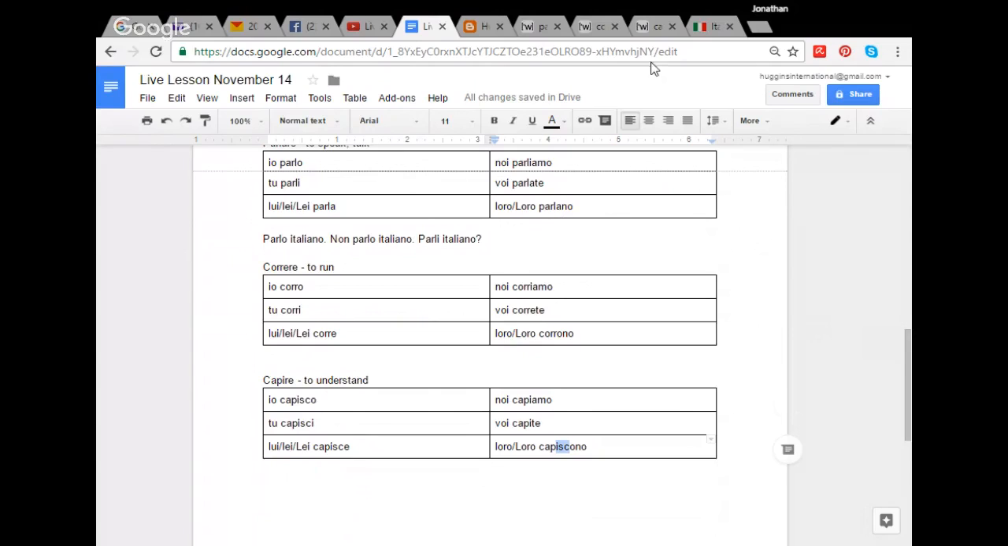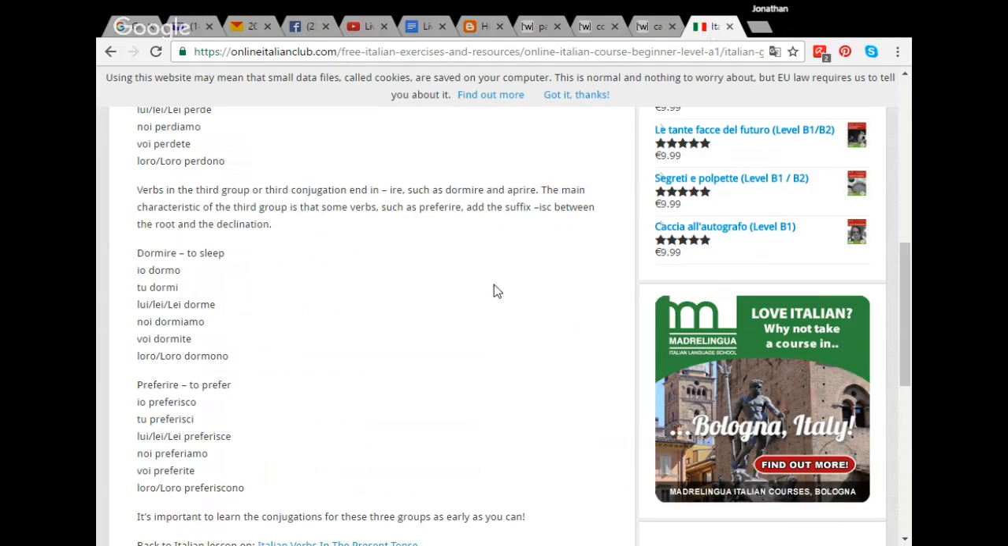Okay, and another example that I see from this website, the Online Italian Club, for this third group, you might have dormire, to sleep, or preferire, to prefer. Here you can see this SC ending inserted one more time for preferisco, preferisci, preferisce, but not in the noi and voi forms. So it's in the io form, the tu, the lui, lei, and loro that have that inserted.